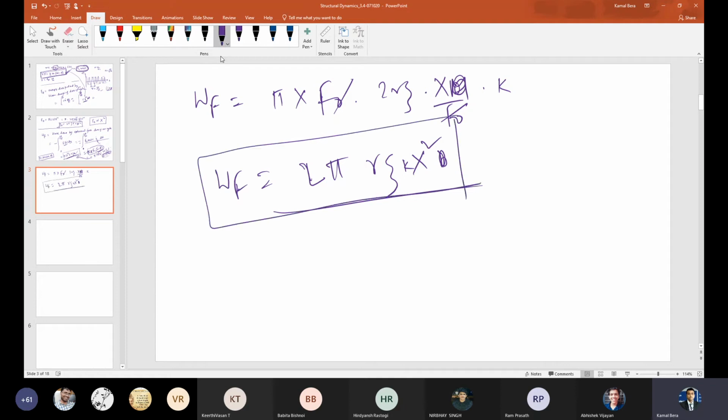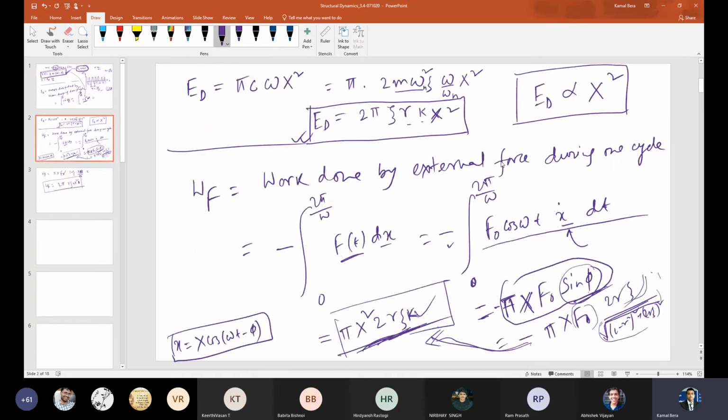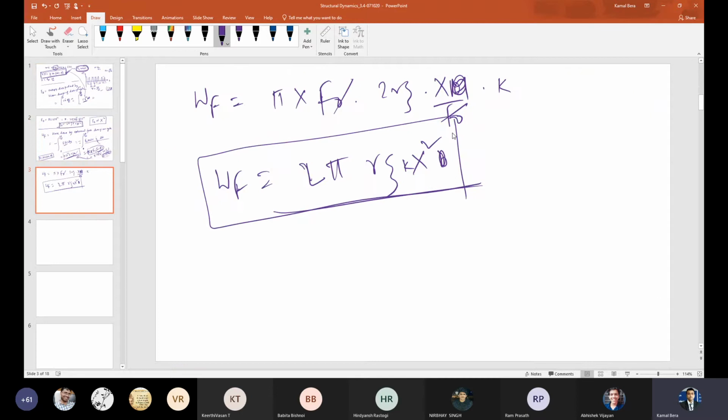Just check that this is the same as what you obtained for E_D, the energy dissipated by the viscous damping in one cycle: 2 pi zeta r k x square. Here also it is the same thing, r zeta x square. So that equals E_D. Now we are going to use this relationship to find the damping ratio from our experiment.